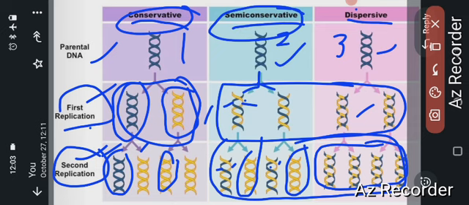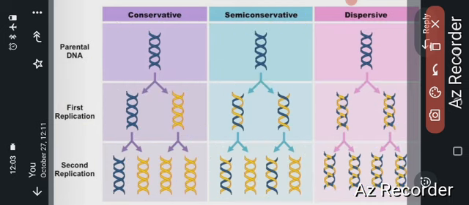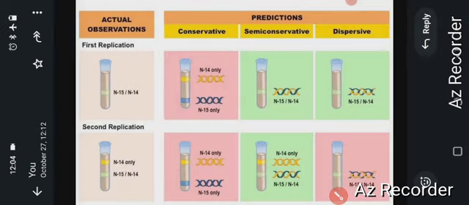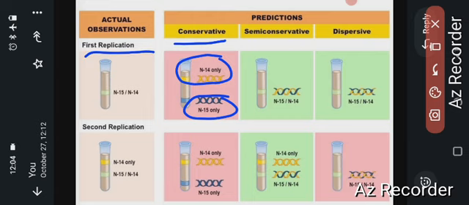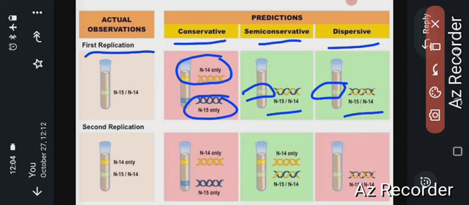I will show you how the question comes. Here you can see, in the case of conservative, one light band, N14, and one heavy band, N15, only in the case of first replication. But in the case of semi-conservative and dispersive, both are getting the intermediate band, N15 and N14. So that's why you cannot judge in the case of first replication what is going to happen. But in the case of second replication, you can see whether the model is following semi-conservative or dispersive.